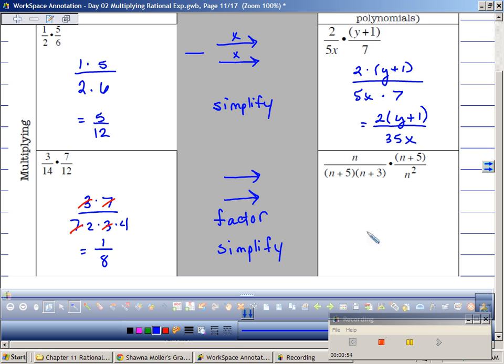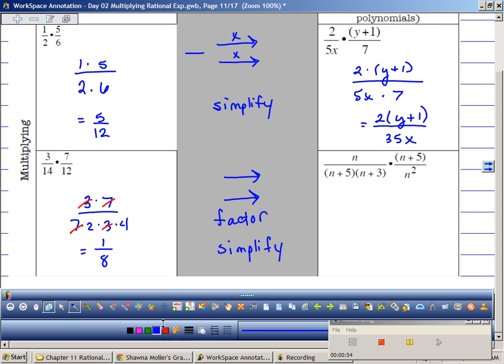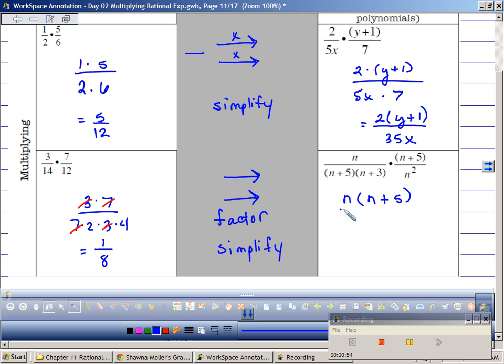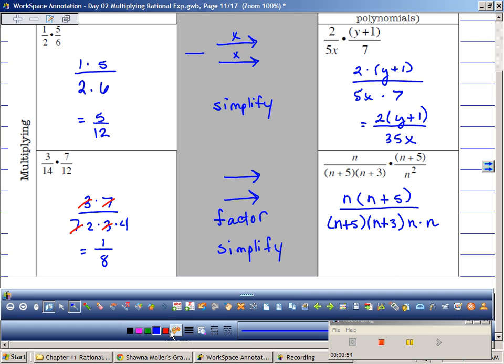Let's use the same method over here with multiplying rational expressions. So I'm going to multiply straight across, keeping in mind my numerator and my denominator. I can't really factor anything up here, so it's just going to be n times n plus 5 all over n plus 5 times n plus 3 times n times n. Why did I break that n squared up? I factored it so that I can cancel an n in the numerator and an n in the denominator. That's about all I can do.